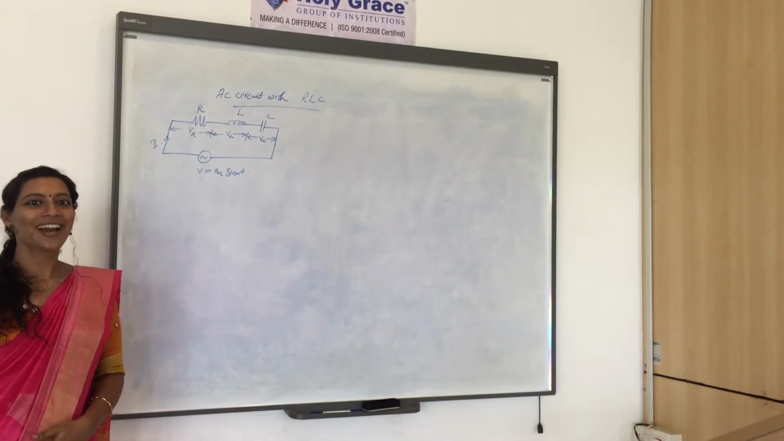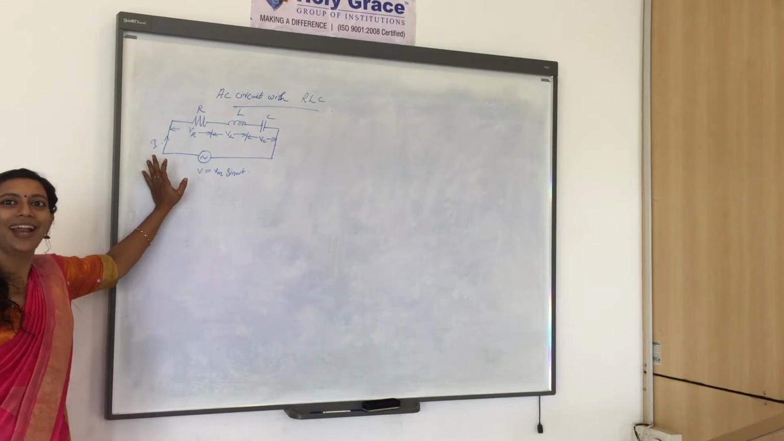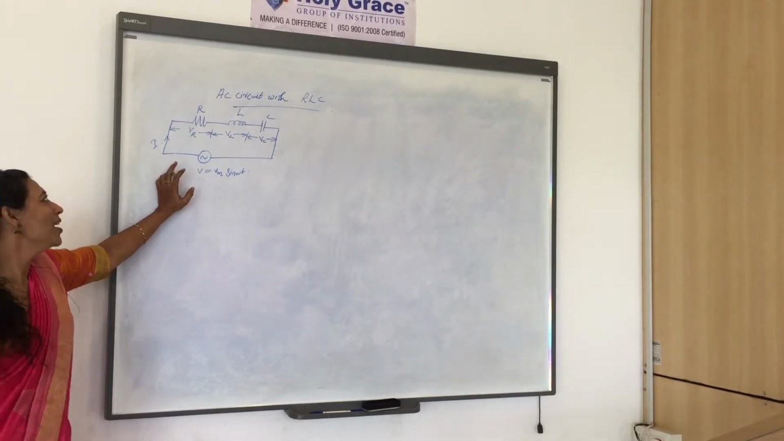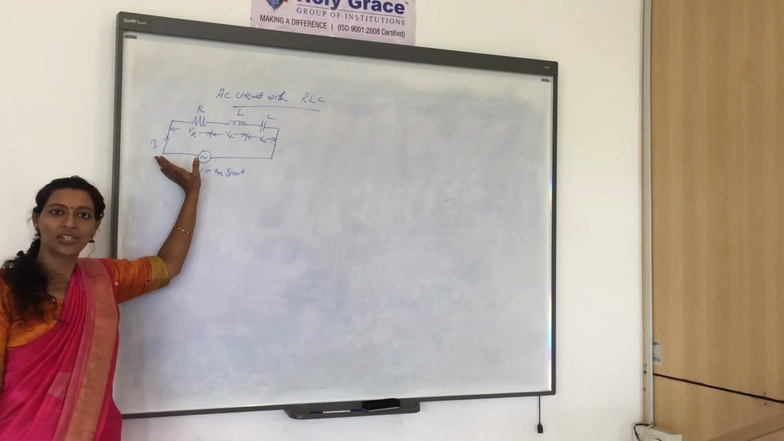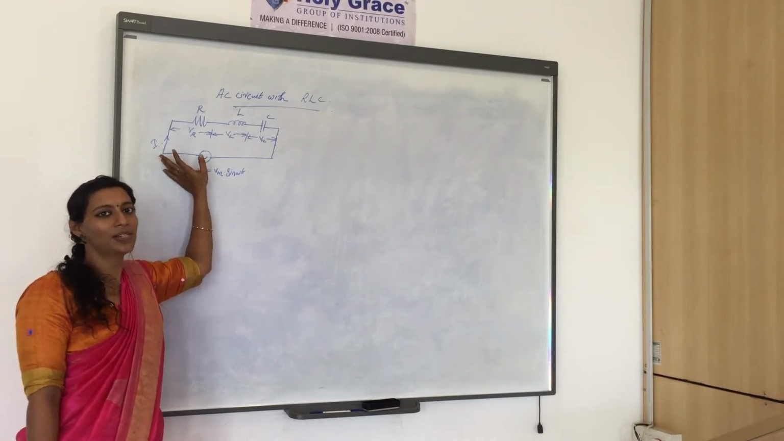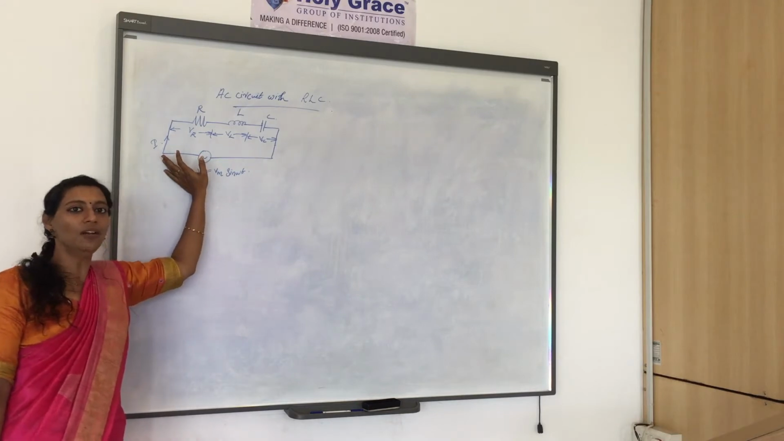Good morning everybody. The next topic is AC circuit with RLC. So we have to first draw the connection diagram. Here the resistance, inductance, and capacitor are connected in series with the voltage source.